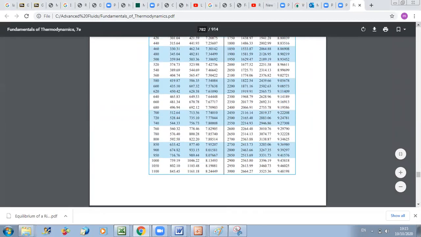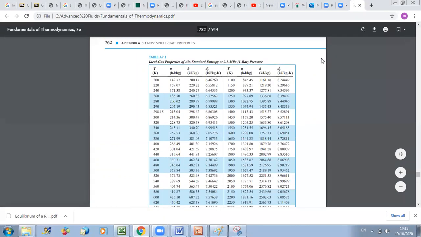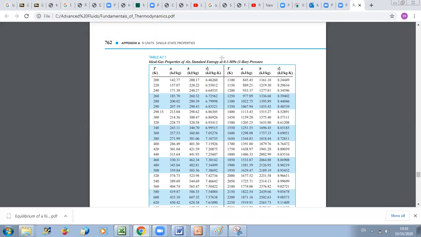Now here, for example, in this table, you have atmospheric conditions. You can use the following table to find the values of internal energy, enthalpy, and entropy for different temperatures. As long as you are working at 0.1 megapascal, you can use this table to find the values of internal energy U, enthalpy H, and entropy S for different temperatures.